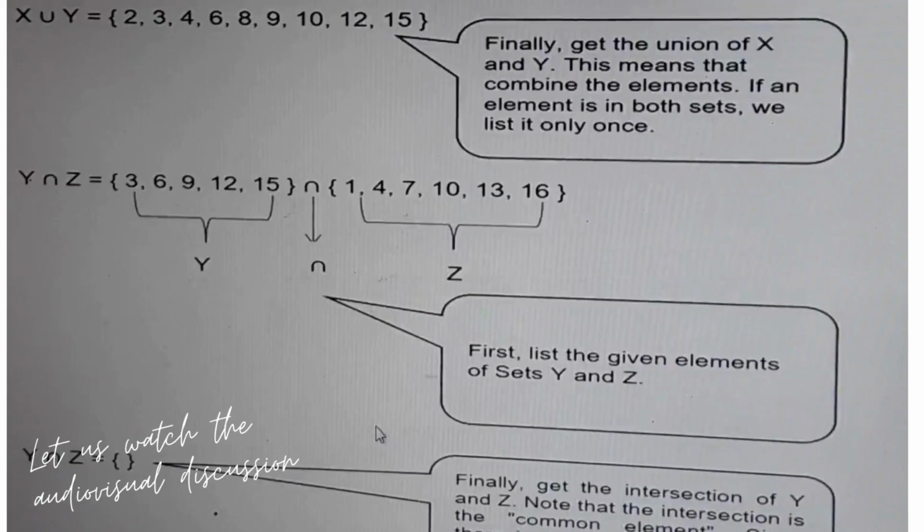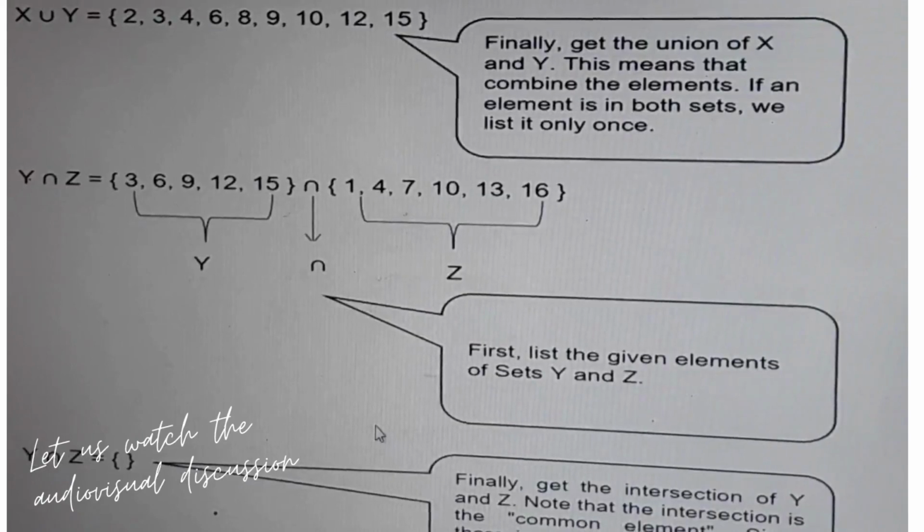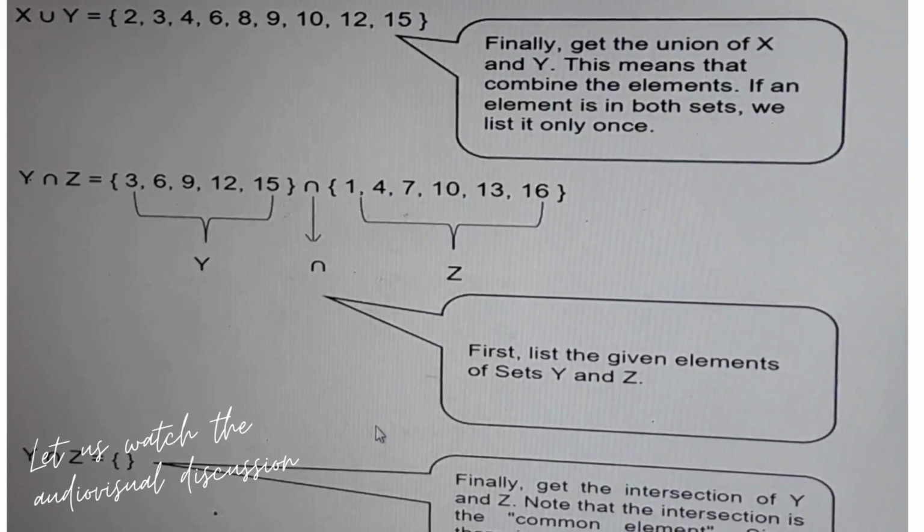Notice that by comparing these two sets, there's no common element between them. So therefore, the final answer is what I've said earlier, that the intersection between Y and Z is equal to an empty set.